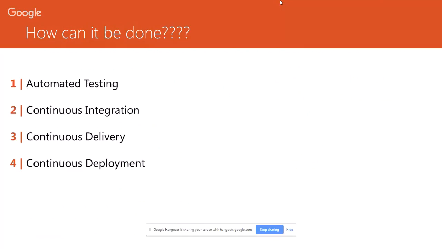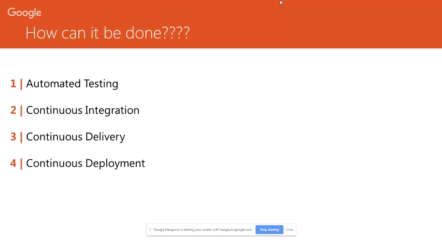So the question now is, how can all this be achieved, or how have companies like Amazon and Facebook achieved these kinds of deployment rates? So the answer is very simple. It can be done in 4 different phases or 4 different stages. The first phase or the first stage is to have a stable automated testing suite.